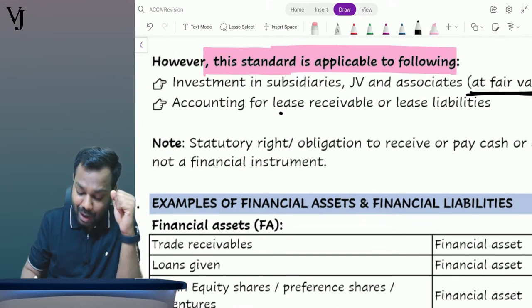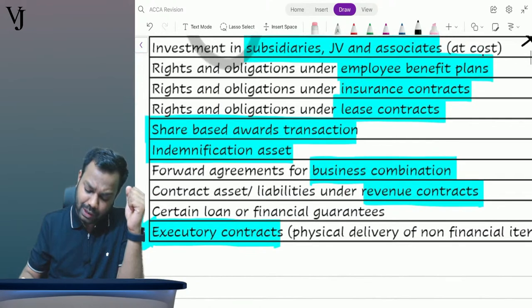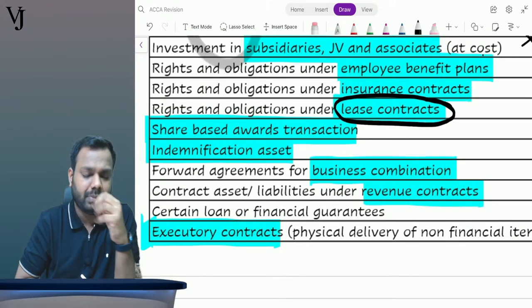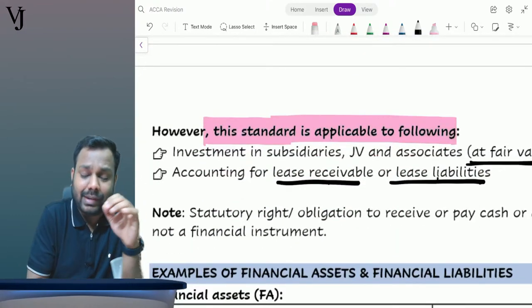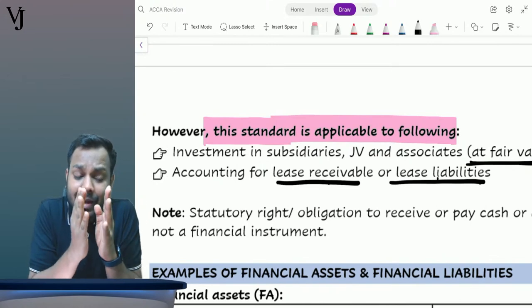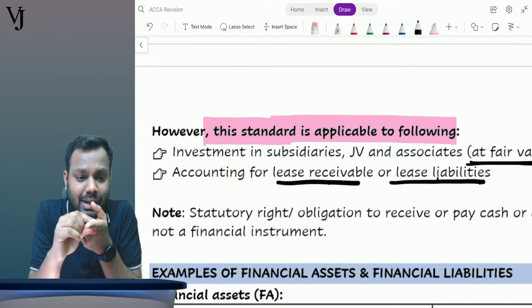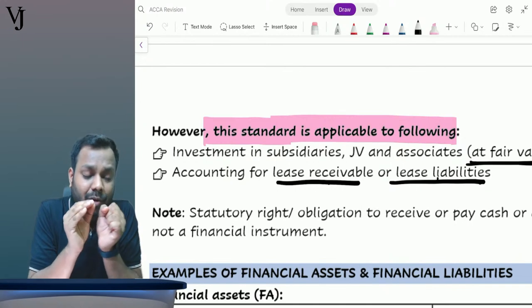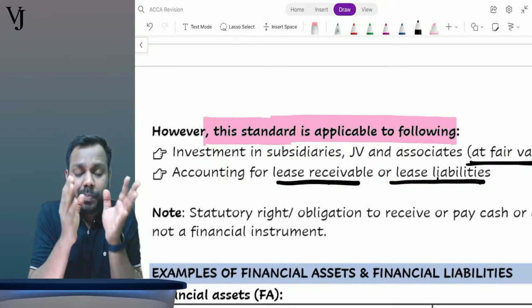Okay. Now, accounting for lease receivable or lease liabilities. Now, you will ask me, sir, here you specifically mentioned that lease contracts are kept out of scope. Then why are you writing here lease receivable and lease liabilities are covered in the scope? Understand, the initial recognition of lease receivables, lease liabilities, right of use asset is covered under IFRS 16. Okay, how exactly to measure the same is covered under IFRS 16, because that's a specific provision, that's a specific law, that's a specific point.